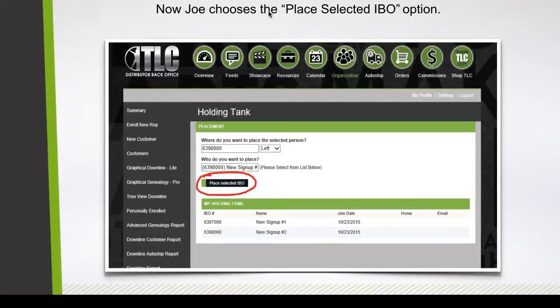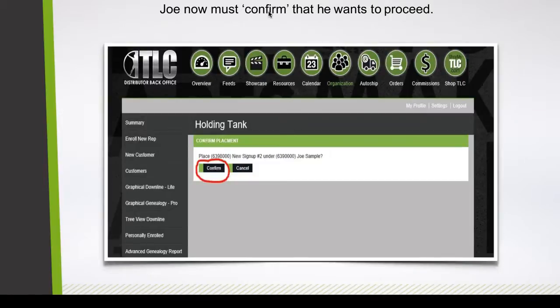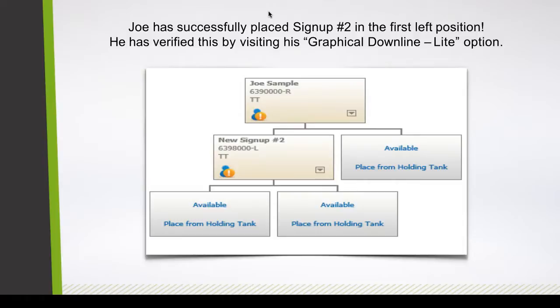Once you select IBO number two, it's going to make you confirm that you want to place that IBO in Joe's left leg. Again, it's going to ask you to confirm again. Place the new IBO underneath Joe Sample. If that's what you want to do, you click confirm again. Once you click confirm again, as you see, now your new signup number two shows up in Joe's leg.